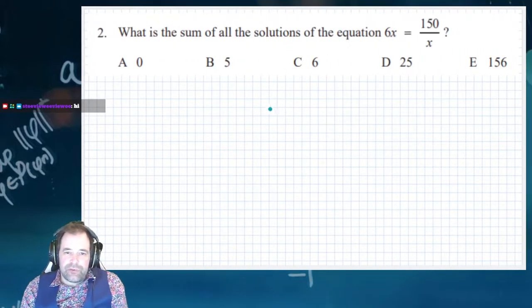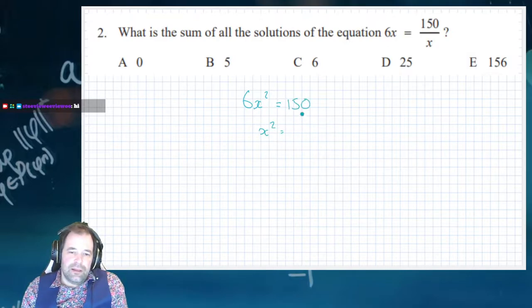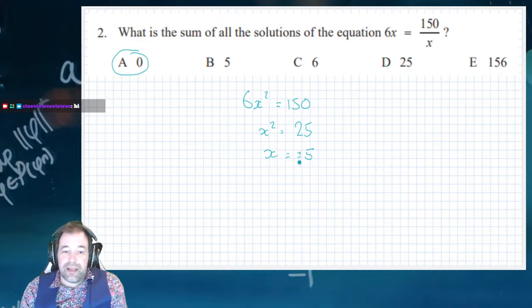What is the sum of all the solutions for the equation 6x equals 150 over x? All right, so we're just going to solve this. You're going to get an x squared. If you multiply through by x, you're going to get 6x squared equals 150. You're going to get x squared is, I'm being stupid, 25. And so you're going to get x equals plus or minus 5. So it's just going to be 0. You've got to be careful that negative 5 will work as well as a solution.